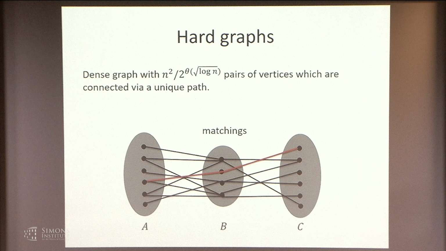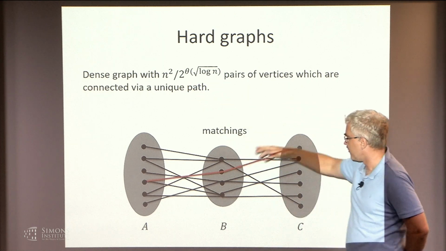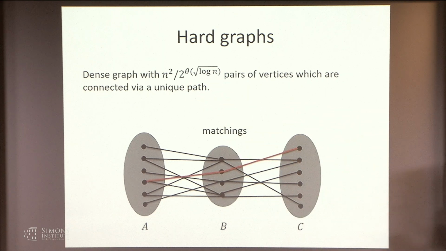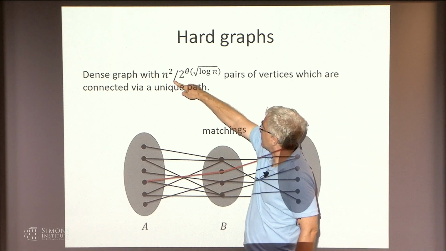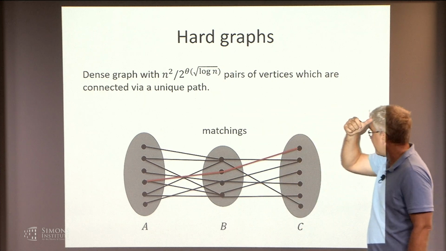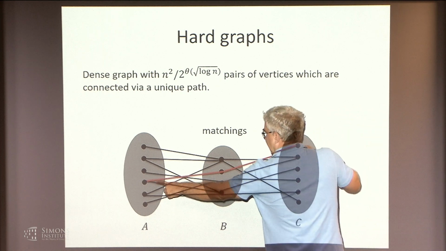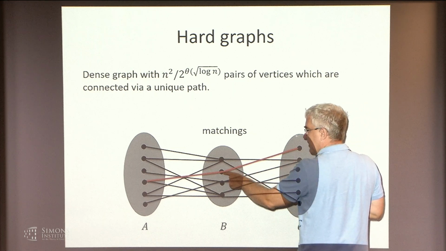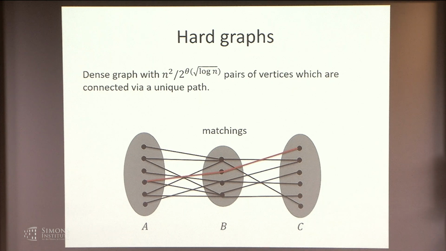So if we do this, what do you obtain? You obtain a very dense graph, again with almost a quadratic number of edges in the whole graph. But it has the property that there are going to be this many pairs of vertices, again almost quadratic, which are connected via a unique path. So for example, for these guys, the only path between them is via this matching, and there is no other path between them. You will have a lot of these pairs, which sounds counterintuitive because you have dense graphs.